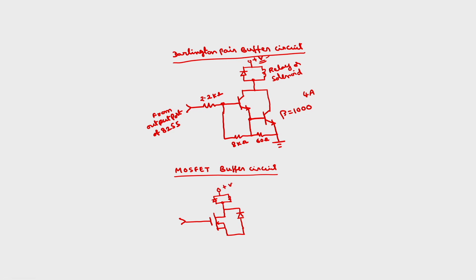This will be plus V, this is the motor winding, which will require more currents. This will be from the 8255 output port. This is a MOSFET, a power MOSFET.